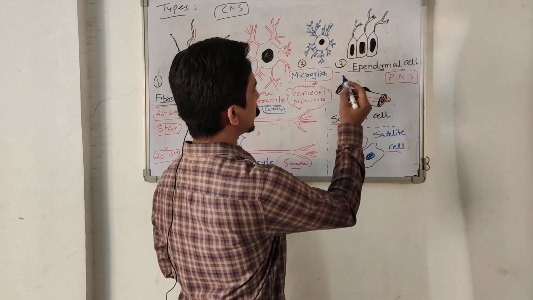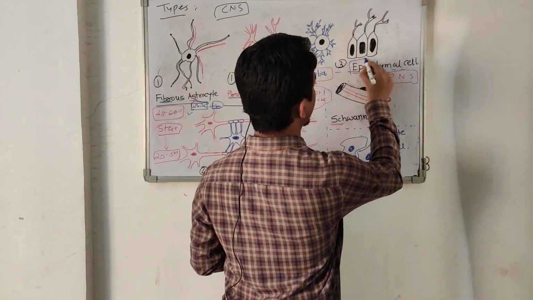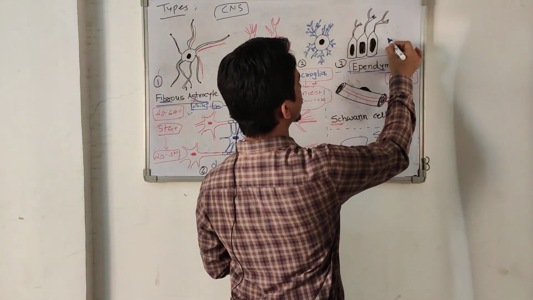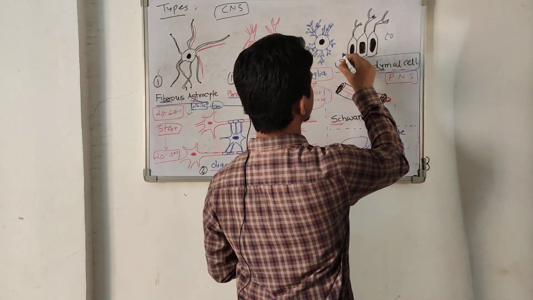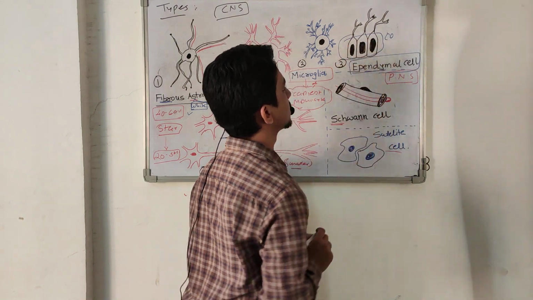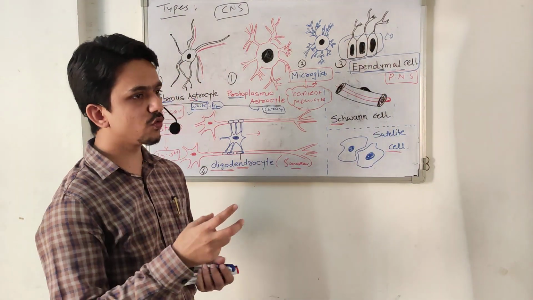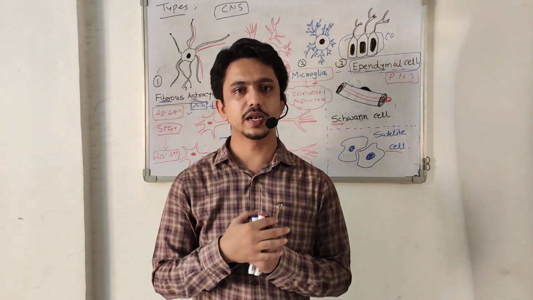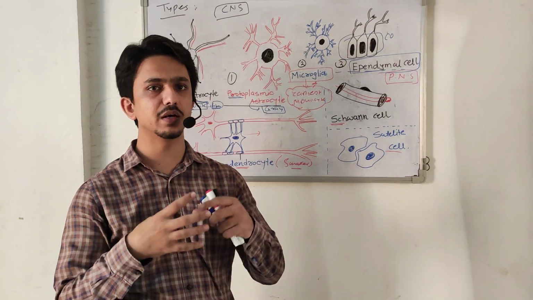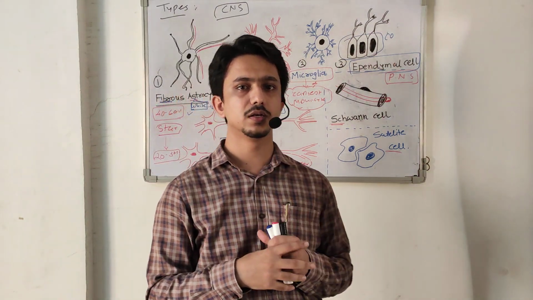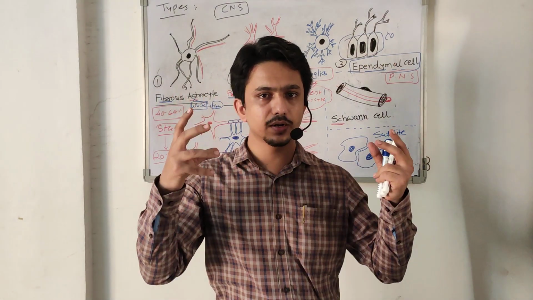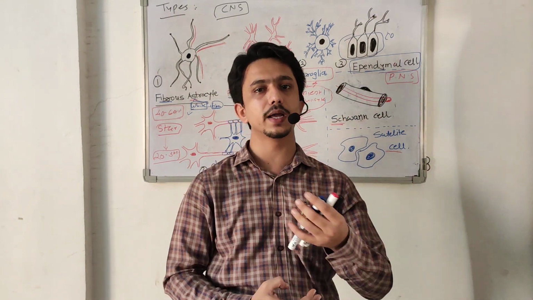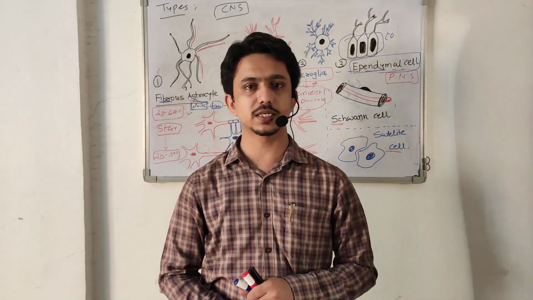Now next is ependymal cells. What is an ependymal cell? Ependymal cells are generally columnar cells. You can see there are cuboidal or columnar cells. They mainly remain in the ventricular system of the brain and the central canal of the spinal cord. You know, in our brain there are multiple ventricles: lateral ventricle, third ventricle, fourth ventricle. It is a hollow space which is occupied by a special fluid called CSF.